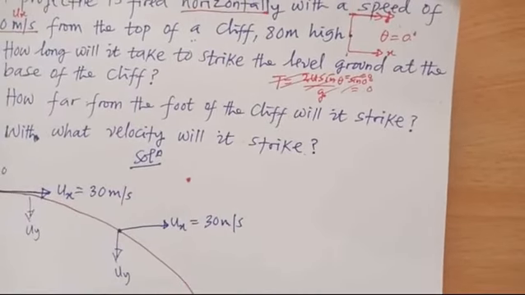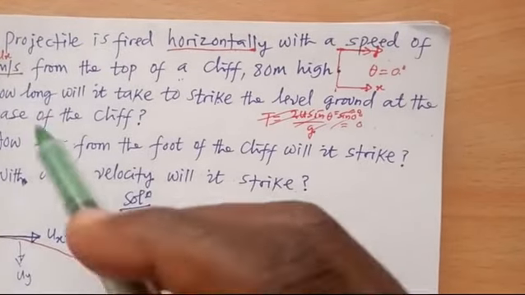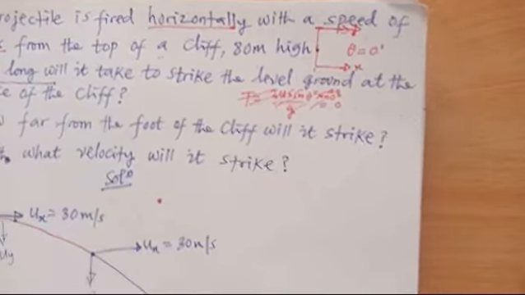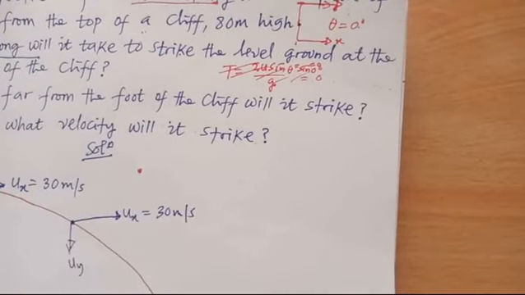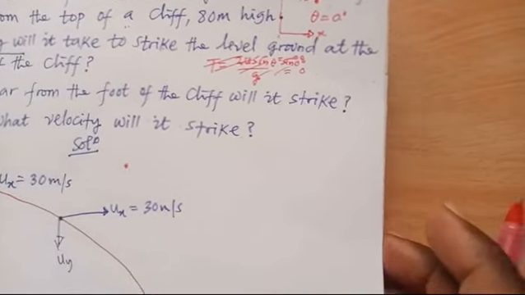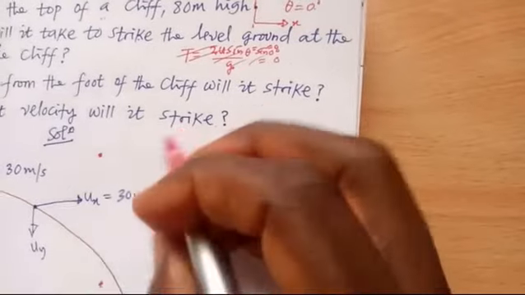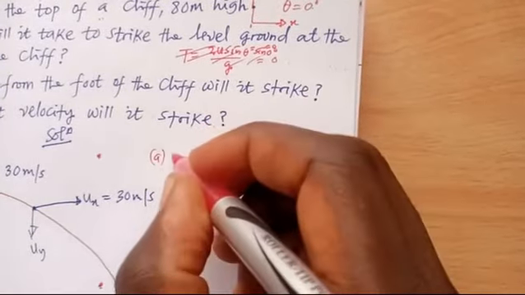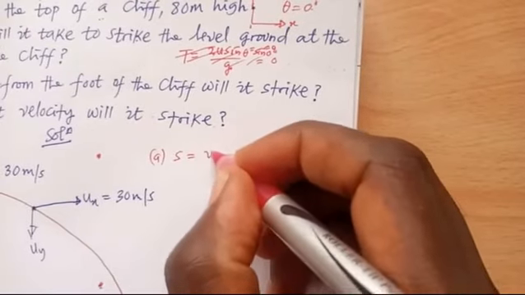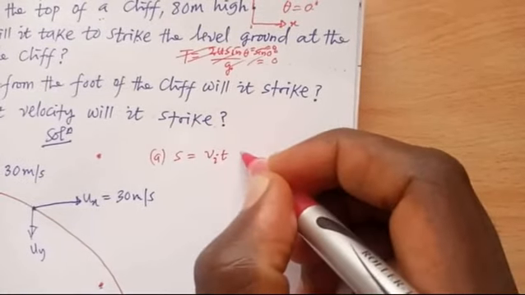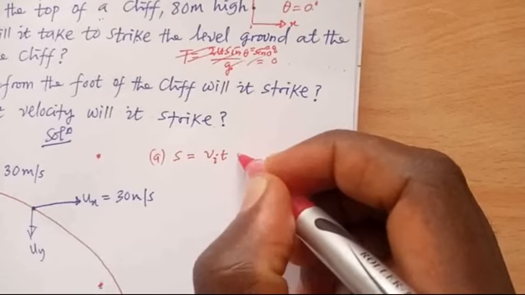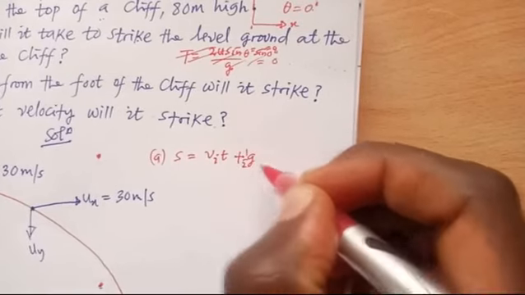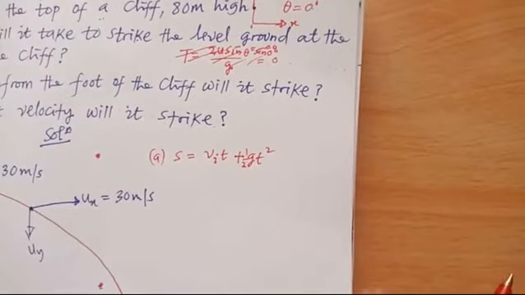Okay, coming back to our question, it asks how long will it take? It has to do with time. So here we will now use this equation to find the time taken. Remember this equation: s equals v sub i t, and since it is falling down, our g is positive, so plus half g t squared.